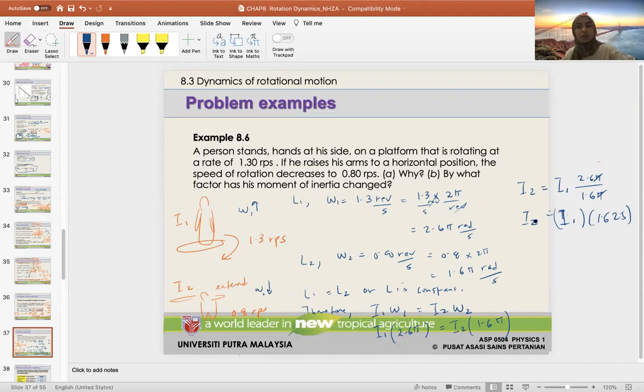So I2 is 1.625 greater than I1, which makes sense because I1 is when our moment of inertia is small. So I2, the moment of inertia, is 1.625 greater than I1. So it makes sense. So your answer is right.